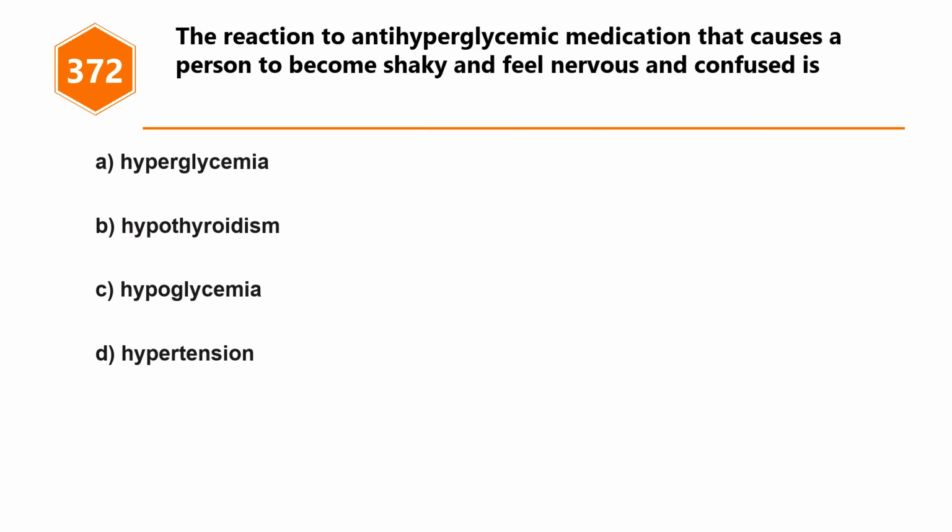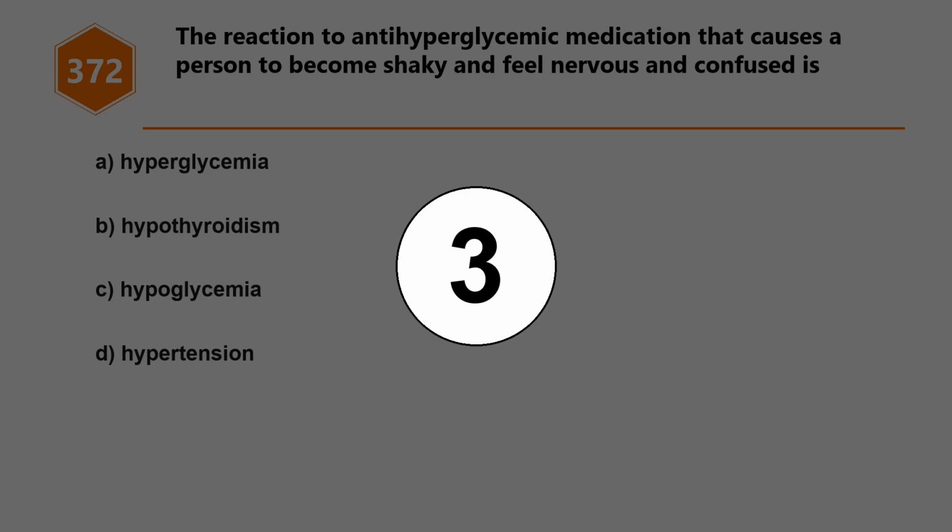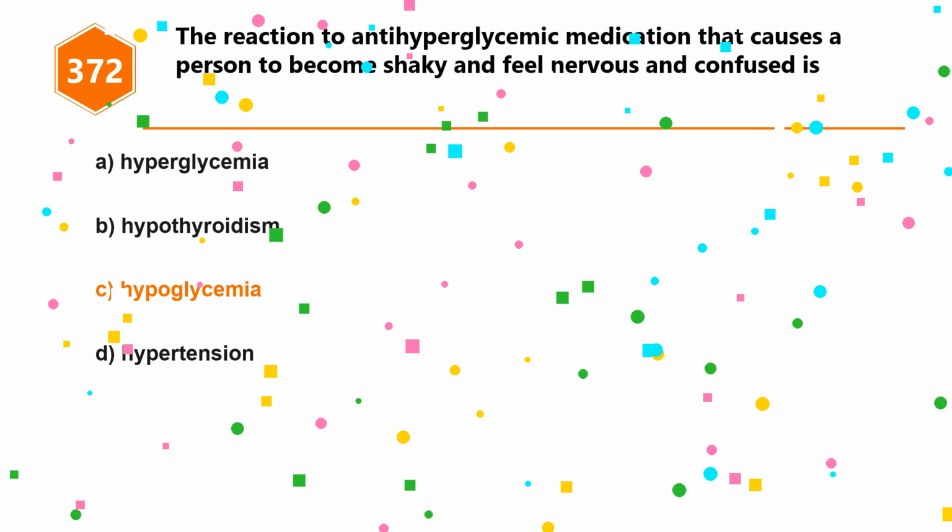Question 372. The reaction to anti-hyperglycemic medication that causes a person to become shaky and feel nervous and confused is option A, hyperglycemia. Option B, hypothyroidism. Option C, hypoglycemia. Option D, hypertension. The correct answer is option C, hypoglycemia.